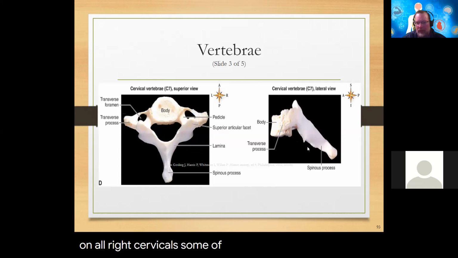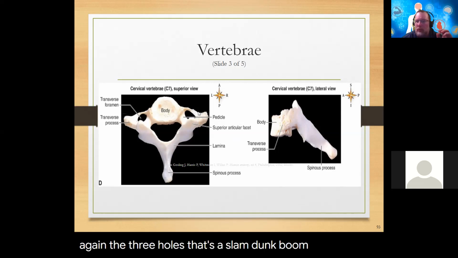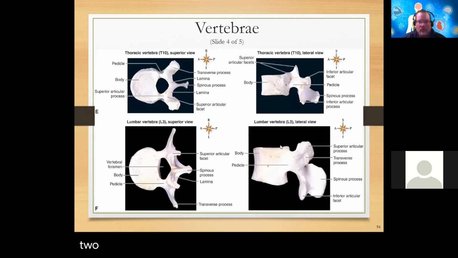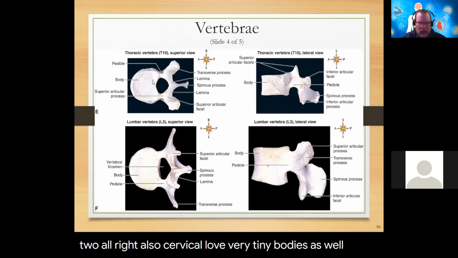Cervicals, some of them from the side, have more of a slanty, angular spinous process than we might see with the thoracic and the lumbar. But again, the three holes, that's a slam dunk. Boom, boom, and boom. It does look like a giraffe profile a little bit, maybe. All right. Also, cervical will have very tiny bodies as well, relative to a thoracic and a lumbar.